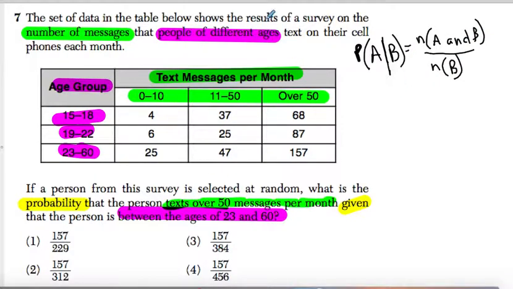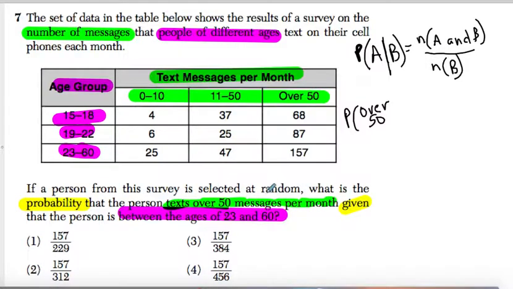So if we transfer this to texting over 50 messages per month, given that they're between 23 and 60 years old, it'll look like this. The probability that they send over 50 texts, right? I'll put that in green because that's the first one. So get over 50 texts, given that they are between the ages of 23 and 60. I'll just put years old, and I'll put text here, so that I don't confuse, because then I start thinking, oh, over 50 years old.